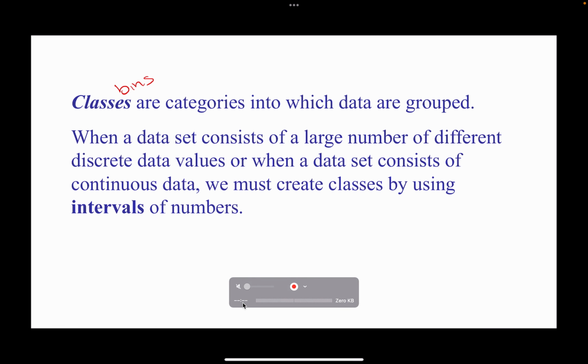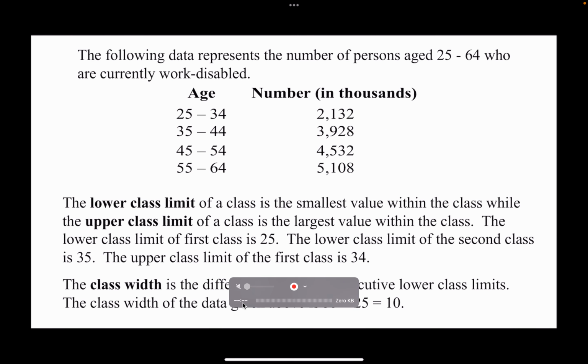So for example, the following data represents the number of persons aged 25 to 64 who are currently work disabled. This is the number in thousands, so there are a lot of people. I'm not going to do 1 bin for 25, 1 for 26, 1 for 27. I'm not going to do 1 for each age. So here I have a range of ages.